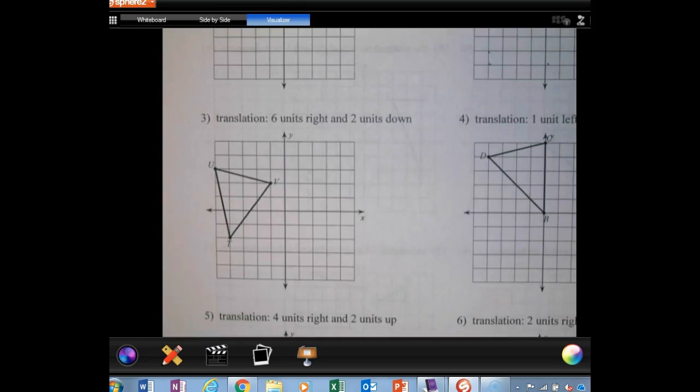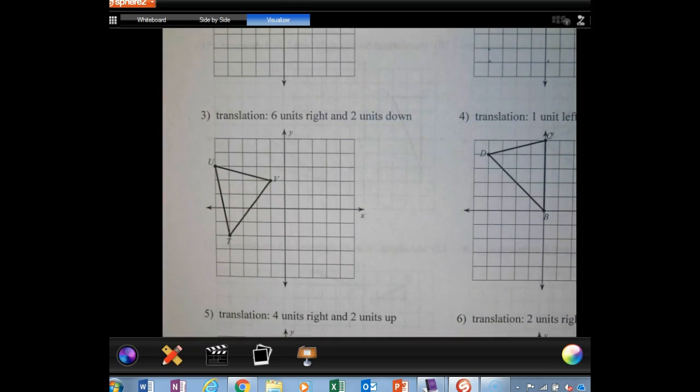Number 3 gets a little bit more confusing. Why does it become more confusing? How many points do we have now? We have 3 points.